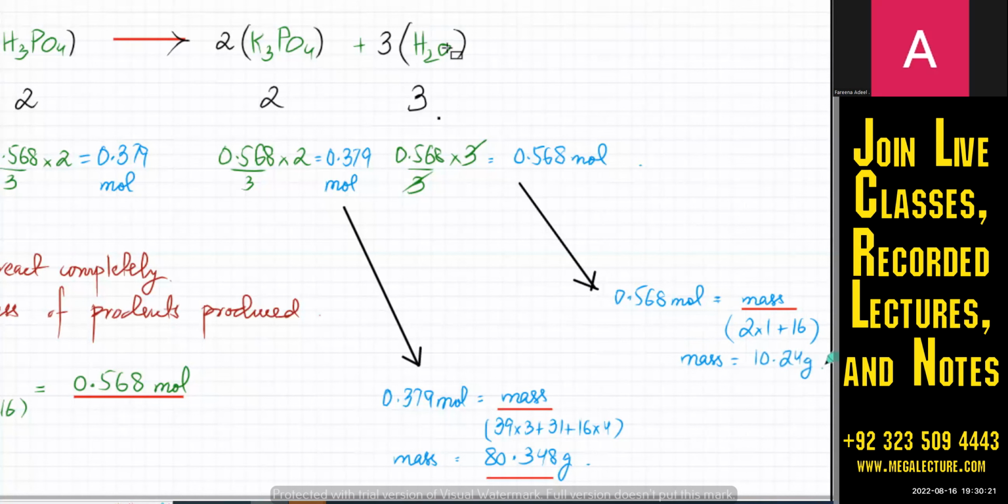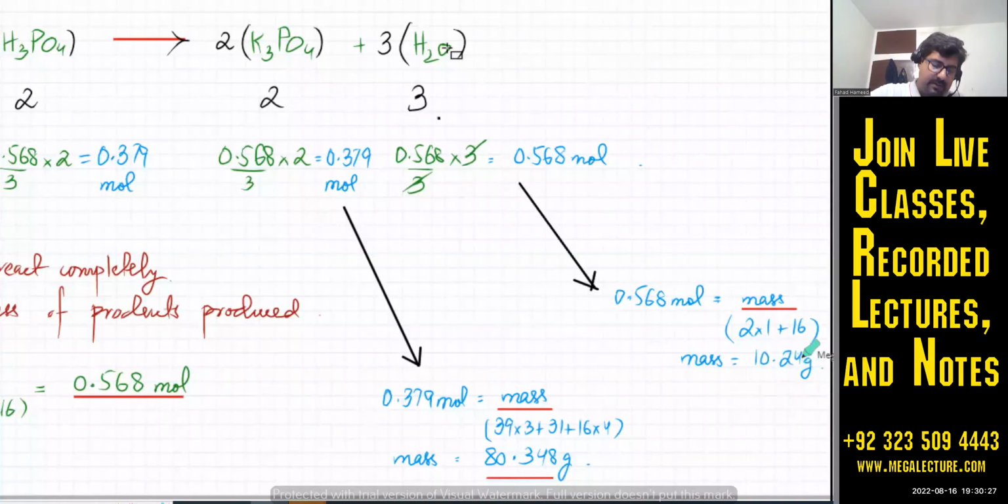Sir, it is a double 2? 224? Yes, sir. This is 10.224 grams.